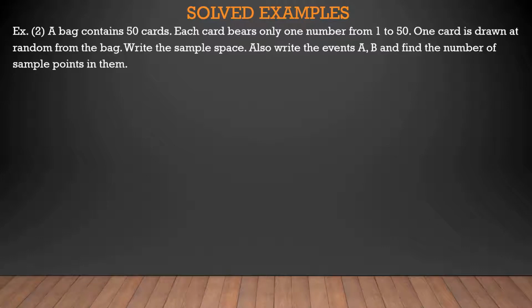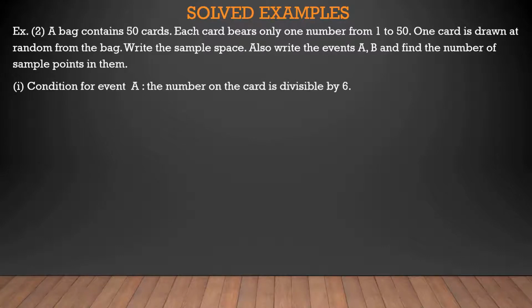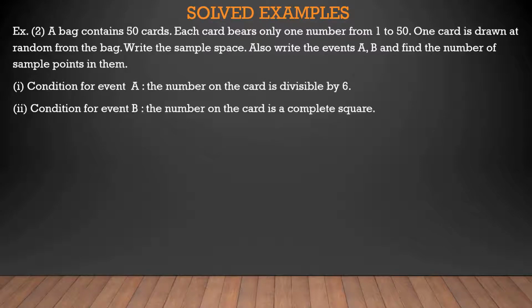Second example, a bag contains 50 cards. Each card bears only one number from 1 to 50. One card is drawn at random from a bag. Write the sample space. Also write the events A, B and find the number of sample points in them. Condition for event A is the number on the card is divisible by 6. Condition for event B is the number on the card is a complete square.